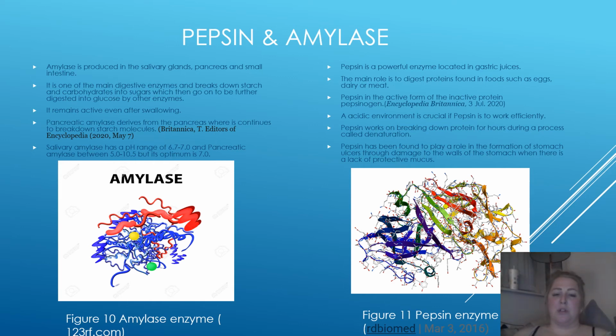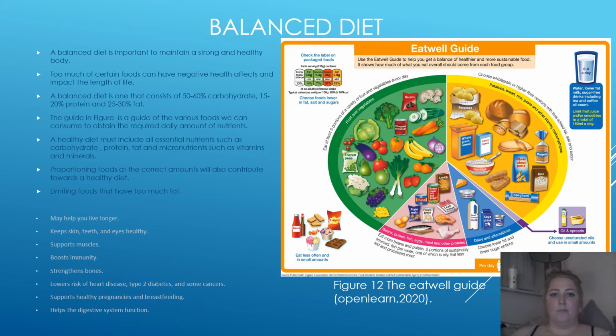Amylase is produced in the salivary glands and it is an alkaline environment. It remains active even after swallowing and it is responsible for breaking down carbs into sugars, which are more absorbable by the body. A healthy diet is essential for good health and nutrition.